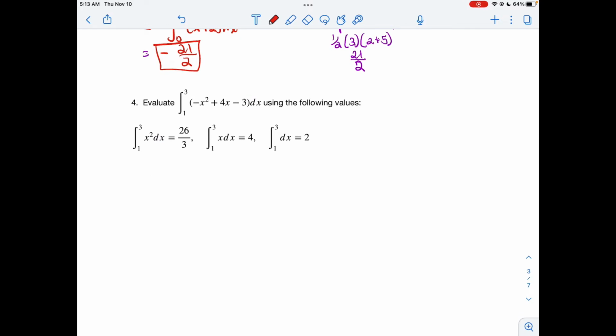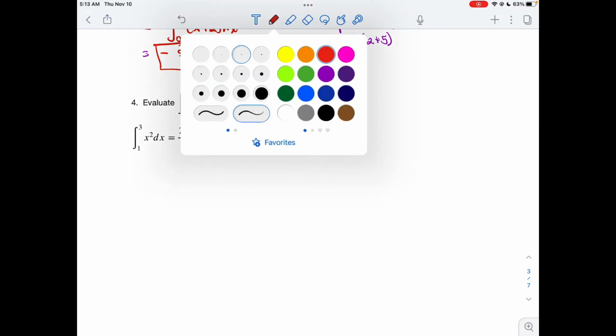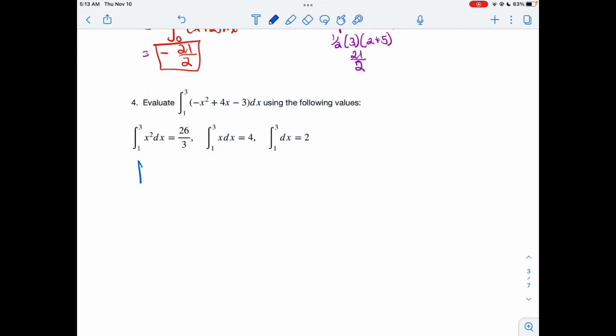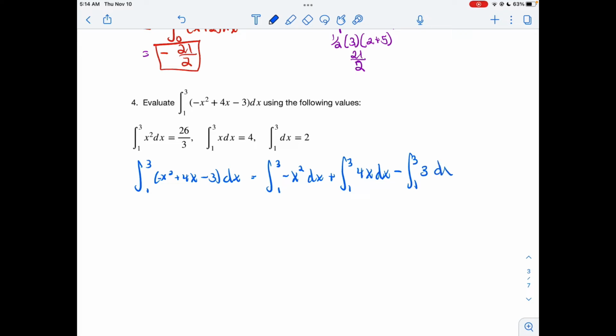Now we're going to evaluate the integral from 1 to 3 of this function using our properties. So first thing I notice is I can break it up using my sum or difference property and have the integral from 1 to 3 of negative x squared dx plus the integral from 1 to 3 of 4x dx minus the integral or plus the integral of negative 3 dx or minus the integral from 1 to 3 of 3 dx. I find it easier if I take the negative out now, but it does not matter what you choose.